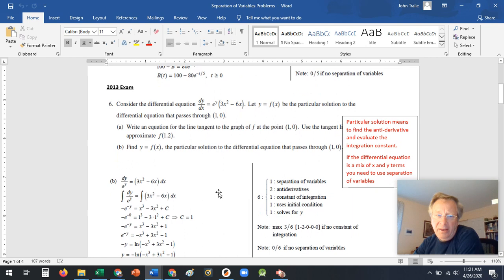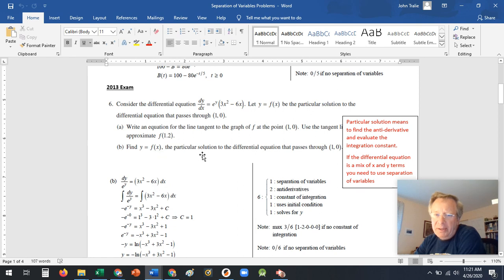Okay, here's 2013. Here they didn't say separation of variables. They're a little bit more vague. You've got a differential equation up here, dy over dx, and if you look on the right, you've got y and x mixed together. Separable, they're not. It's not like it's sine of x, y, so x and y are embedded in the equation. So you can separate this.